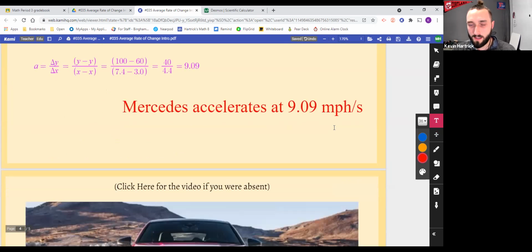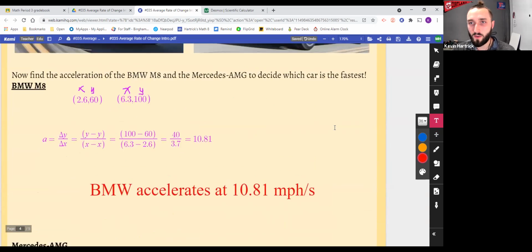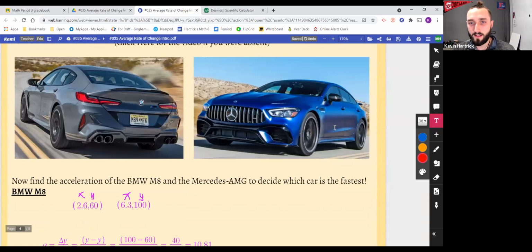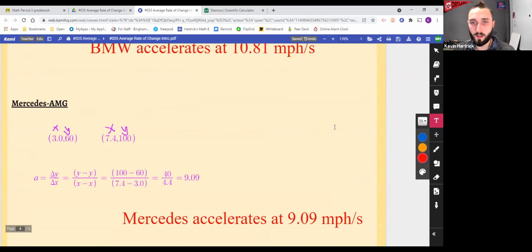Okay. All right. So we found the accelerations for all three. Now that we found the accelerations for all three, we're going to put it together on the next page. So I'll see you on the next page.